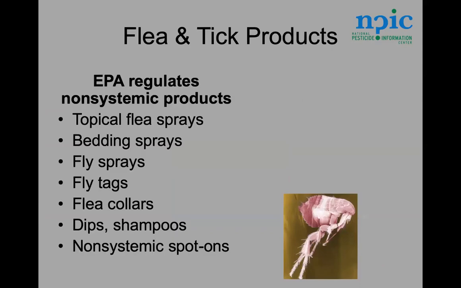So if it's an EPA regulated product that is not intended to be distributed throughout the bloodstream of the animal or the person, then it is considered a non-systemic product. So this list includes all of those products that are regulated as pesticides. At the very bottom, you'll see non-systemic spot-ons.